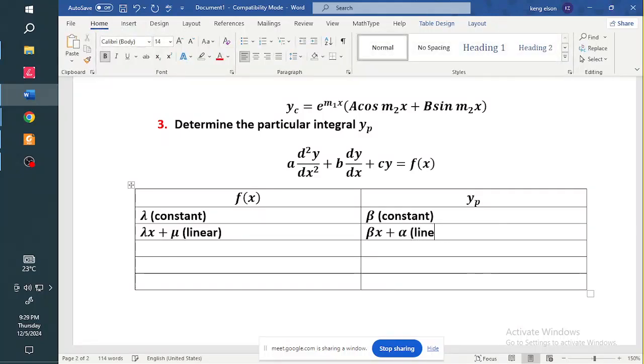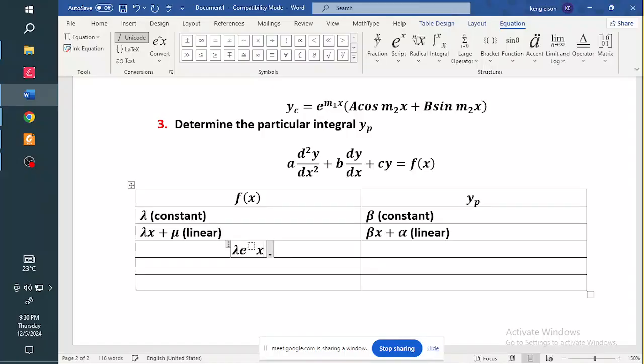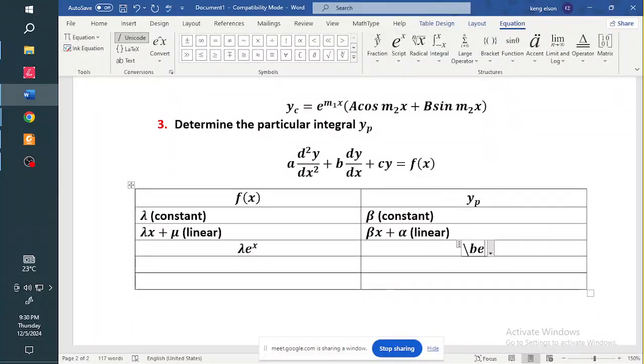So it's also linear. If it is quadratic, it's also going to be quadratic. Let me forget about polynomials. Now if it is exponential, let us say it is in the form lambda e raised to the power x, then this yp is also going to be in that exact form. Maybe it's now going to be in the form beta e to the power x, which means that if here is 2x, you're also going to respect 2x.